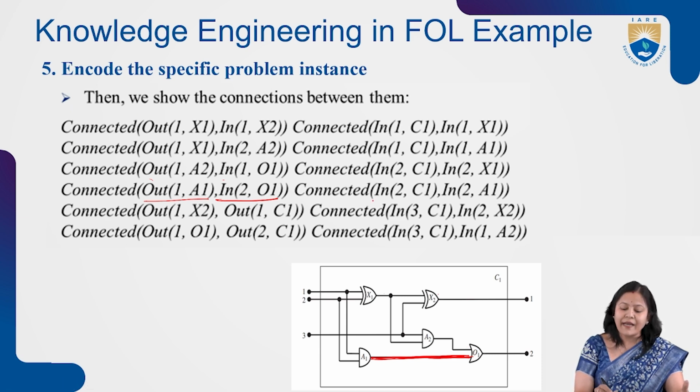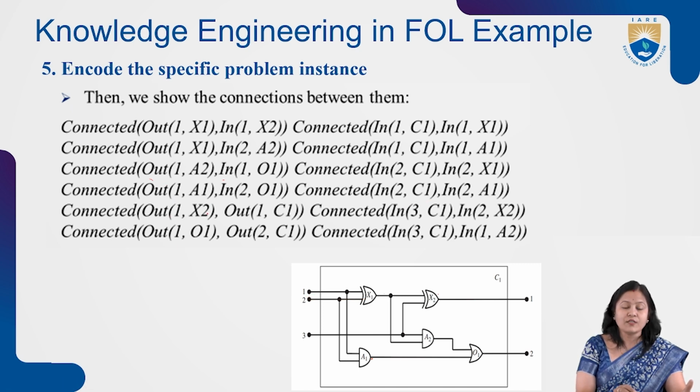Next one, the second input to C1. This is the second input to C1 and the second input to A1. What is the second input to A1? This one. So this connection is done from here to here. The second input to the whole circuit C1 and the second input to A1, both are connected, right?